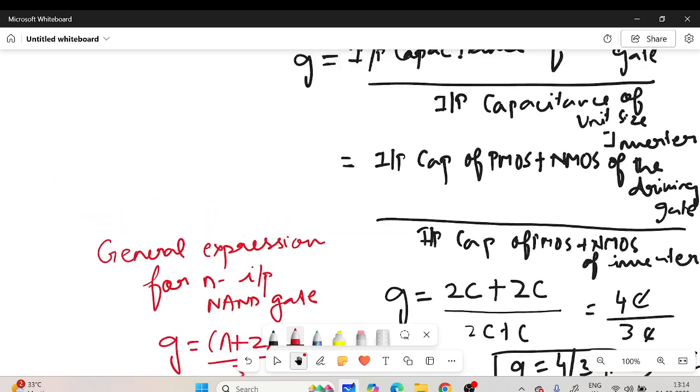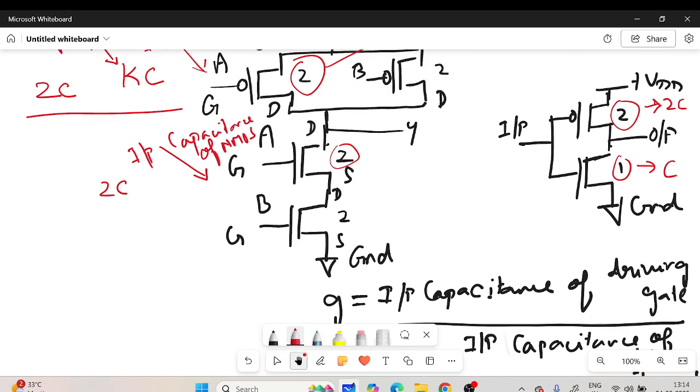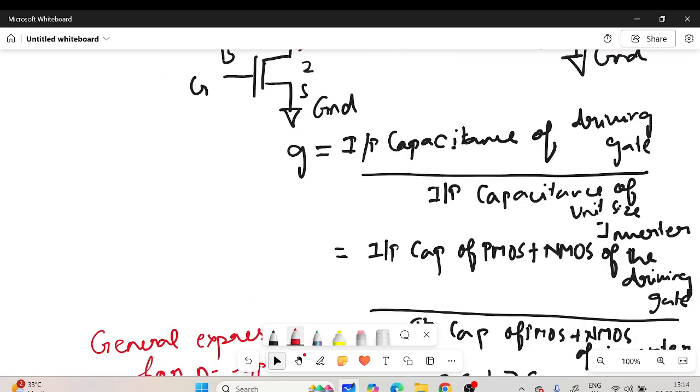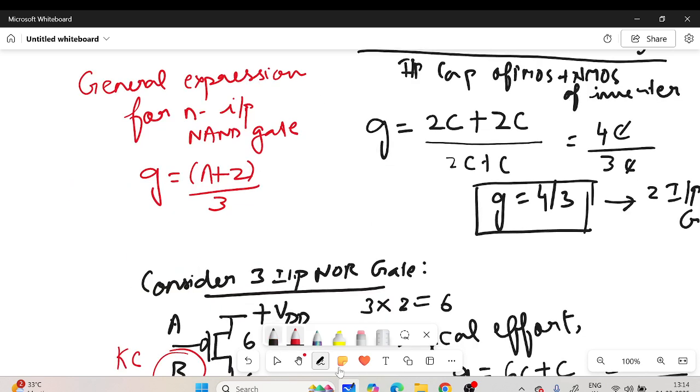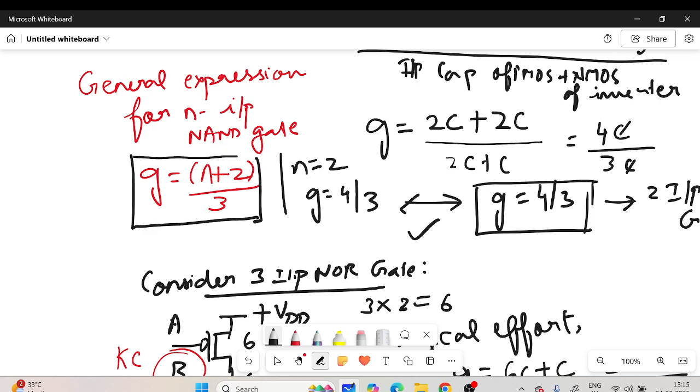In this example, we took a 2-input NAND gate for our discussion. If I substitute the number of inputs n equal to 2 in this general expression, it will be 2 plus 2, which results in 4 by 3. So the general expression matches the obtained value. Similarly, you can substitute any number of inputs applied to the NAND gate. So the general expression G will be expressed as n plus 2 by 3 for an n-input NAND gate.